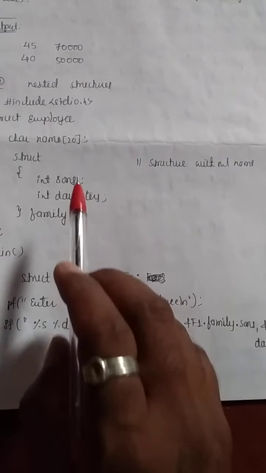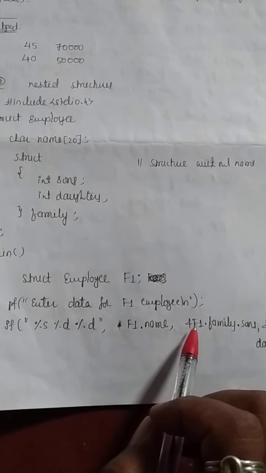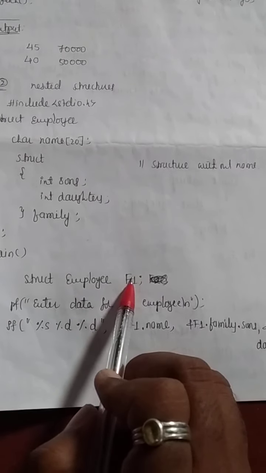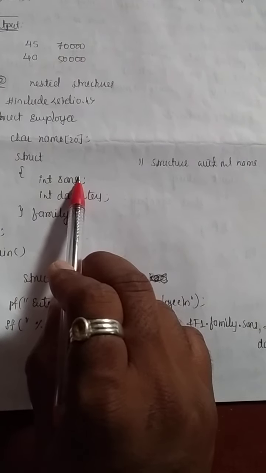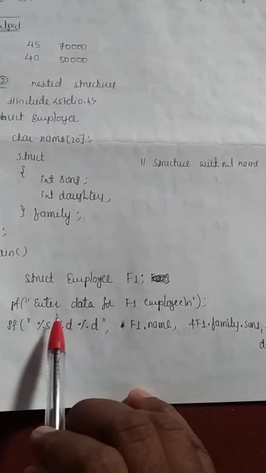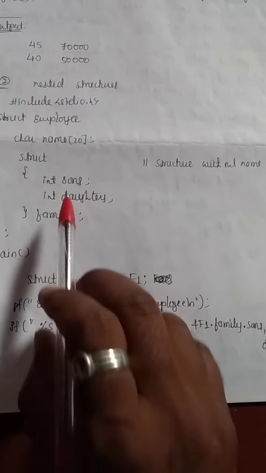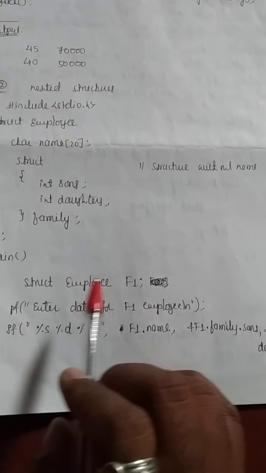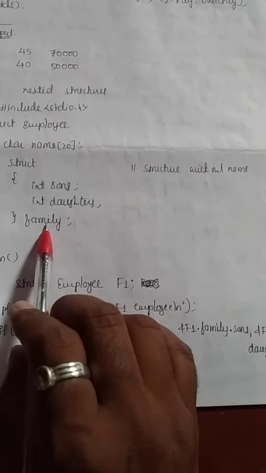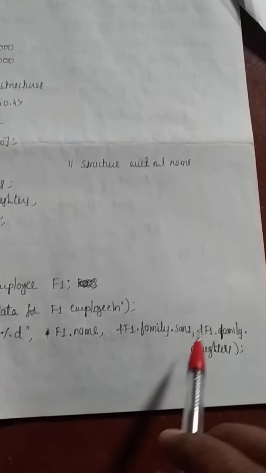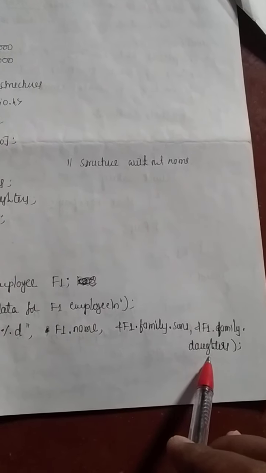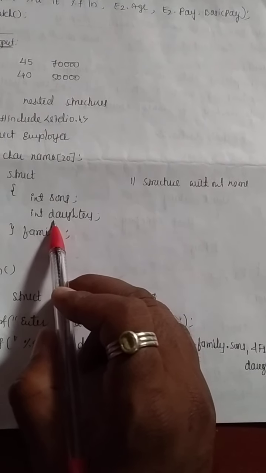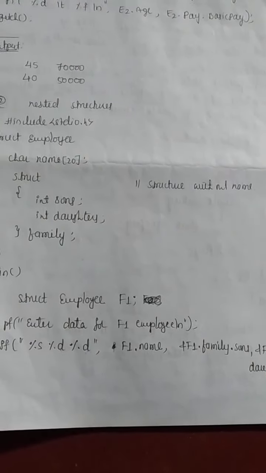Second one, if I want to access sons, I have to go through F1 dot family dot sons. Ampersand is required because it is an integer. If I want to access daughters, I have to go for F1 dot family dot daughters. So this is how we access inner structure data members and outer structure data members.